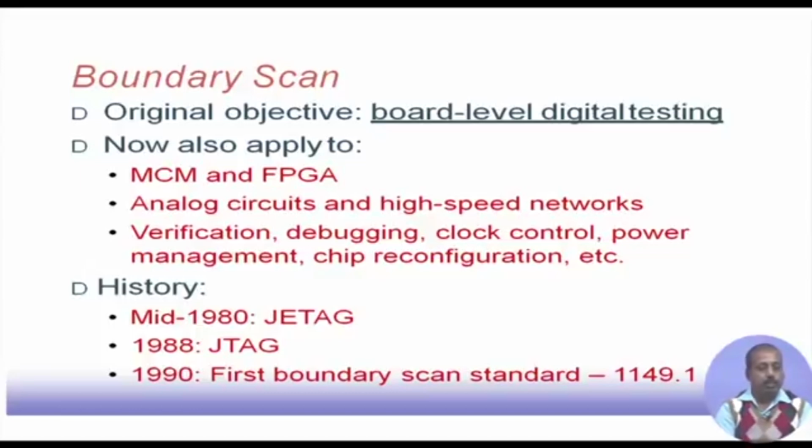For analog circuits and high speed networks, as I have already said, there is 1149.6, which is targeted at that. So it can be used for these analog circuits and high speed networks, and you can also go for verification, debugging, clock control, power management, chip reconfiguration. So for many various other purposes we can use this boundary scan.